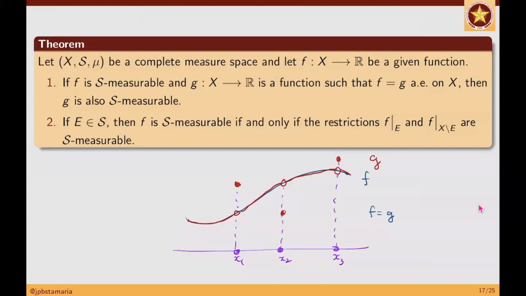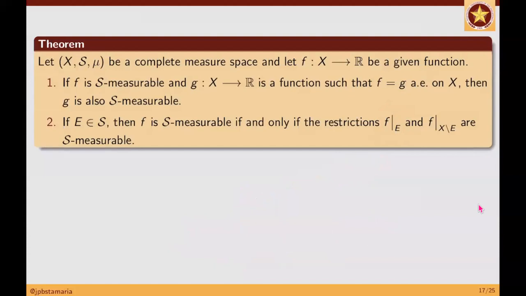Number 2. Okay, so here's number 2. I want you to fix a measurable set E. Then according to theorem number 2, f is S-measurable if and only if these two restrictions are S-measurable. What do restrictions mean? What does this notation mean? It is just f itself, but you shrink the domain to E. So for example, let me just clear this page for you.